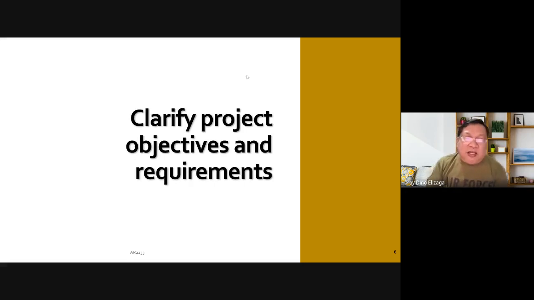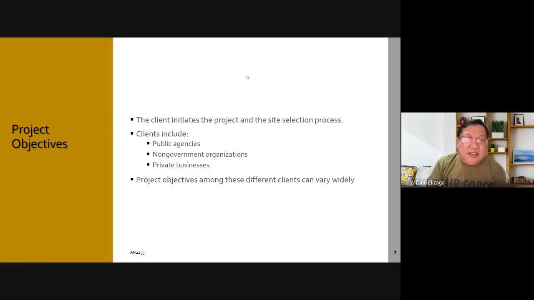First is to clarify project objectives and requirements. So the client actually initiates the project. It is very seldom that the architect initiates a project, although it is possible. Imagine that a client, for example, is a friend or an acquaintance, and you're aware that the client has a property and so far he has no plans to develop it, or maybe he's looking for ideas. So you can present an idea, you can make a proposal. In that case, it's the architect who initiates the project.